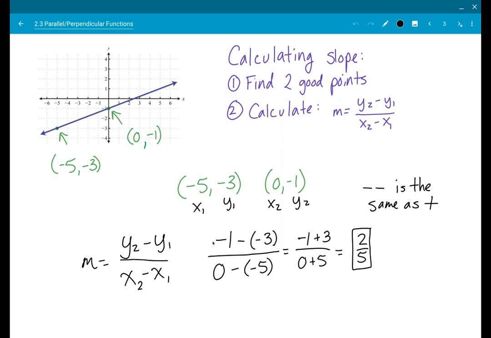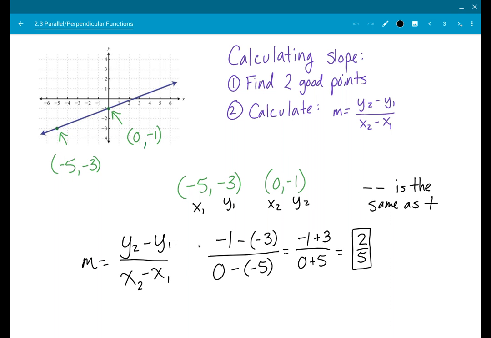Next, we just plug everything in. So y2 goes first, minus y1, over x2 minus x1. So this is the change in y, which is like the vertical change, over the change in x, which is the horizontal change. So you might remember way back in the day, we called this rise over run. And change is always subtraction, so that's another way to remember it.